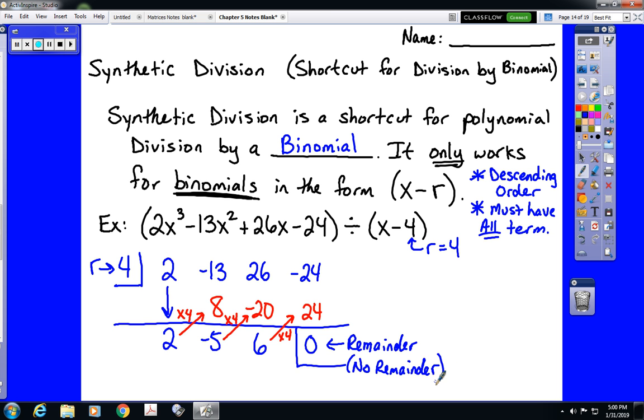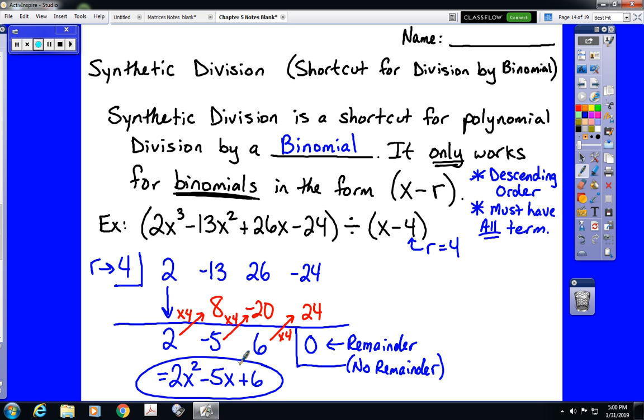The numbers that we have down here below the line, 2, negative 5, and 6, are the coefficients on your solution polynomial, your quotient, your answer. And since we're dividing an x cubed polynomial by an x polynomial, our answer will start 1 degree less than x cubed. So 1 degree less than x cubed would be x squared, which means the 2 is the coefficient attached to x squared, 2x squared. The negative 5 would be attached to an x to the first power, and the 6 would be the numeric term. So our answer here is 2x squared minus 5x plus 6.